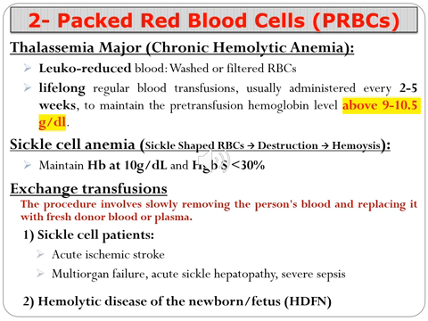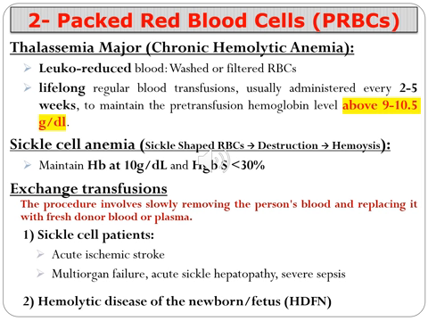In another type of anemia called sickle cell anemia, the RBCs carry abnormal hemoglobin S instead of the normal hemoglobin A. This leads to deformed, sickle-shaped RBCs, leading to their destruction and critical hemolysis episodes. The aim of transfusion in this case is to maintain hemoglobin at 10 grams per deciliter and hemoglobin S at less than 30%.